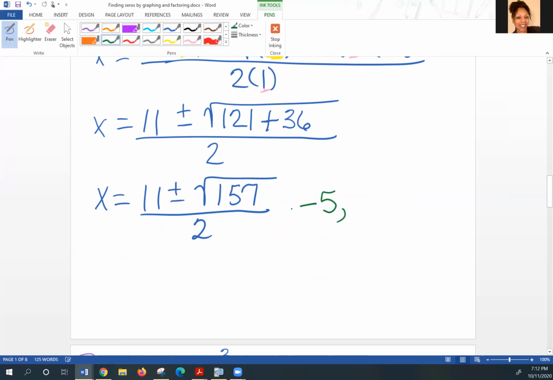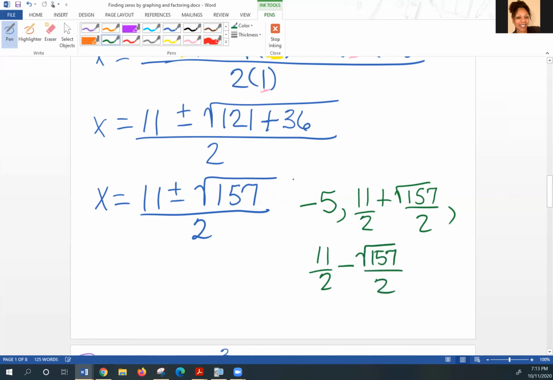And then the other is 11 over 2, I'm just going to separate it, plus square root of 157 over 2, and also 11 over 2 minus square root of 157 over 2. So this is my answer. I have 1, 2, 3 answers.